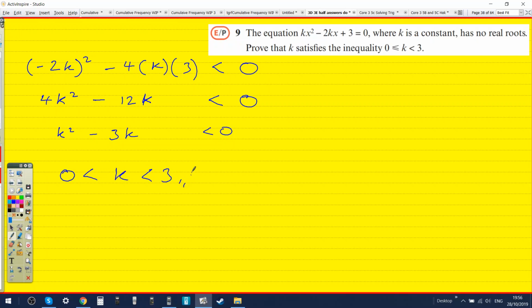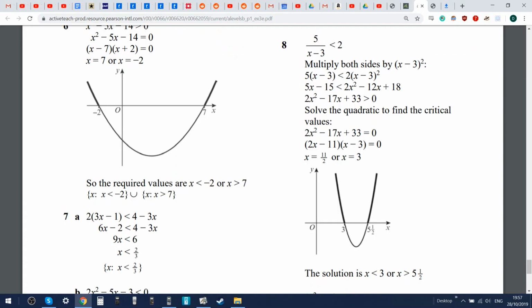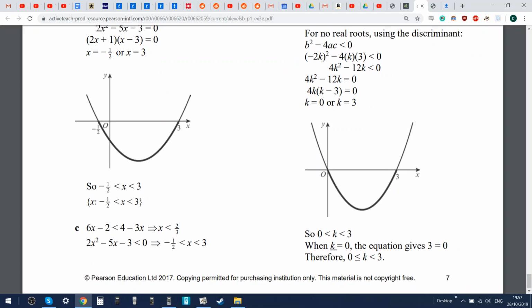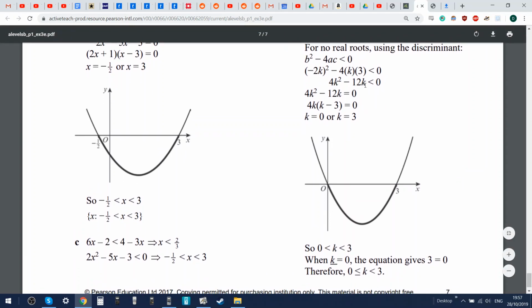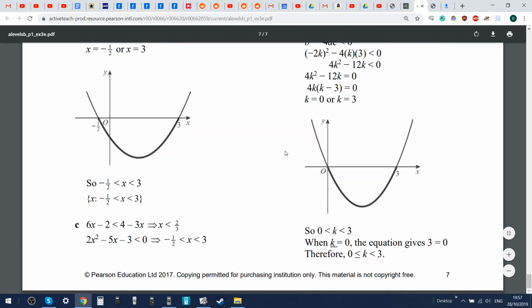Just smaller than 3. Hold on. It has no real roots. It has no real roots. They're saying it could be less than or equal to 0. Why is that? The equation, where there's no real roots. If it has no real roots, then it's less than 0. No two ways about that. What are they playing at? Let's see this. Has no real roots using the discriminant. Sure. No, this is what they drew.